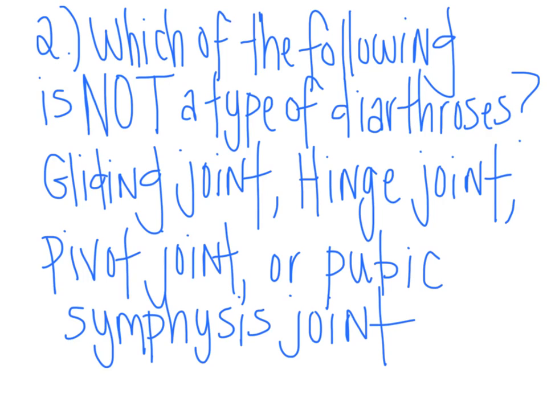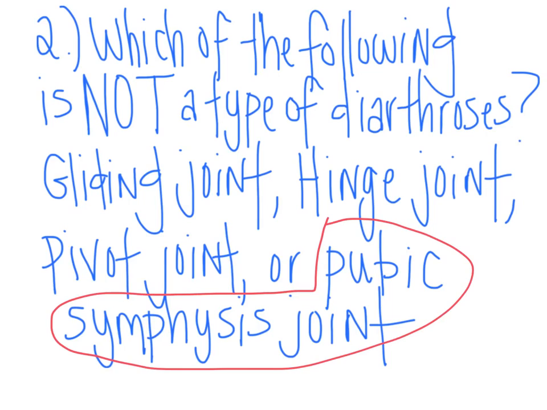Pubic symphysis joint, that is the joint that's at the front of the hip bones, so it kind of connects a left and right side. Those are cartilaginous joints. Those are amphiarthrosis, so they are not freely movable. The only time these really move is in like child labor, because remember we talked about that joint's got to give a little bit to get the baby out. So if you will circle or indicate that the pubic symphysis joint is not a diarthrotic joint, it is actually an amphiarthrotic joint.